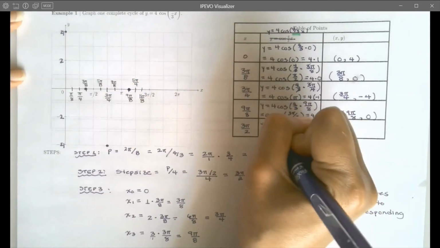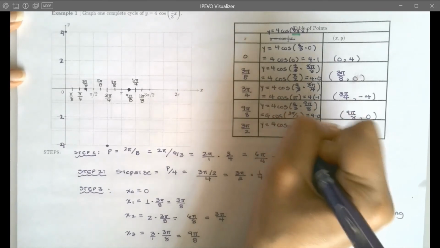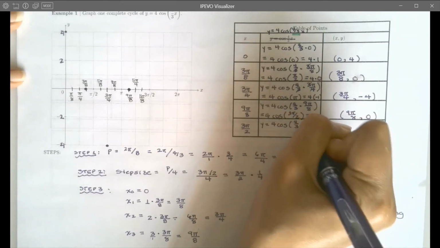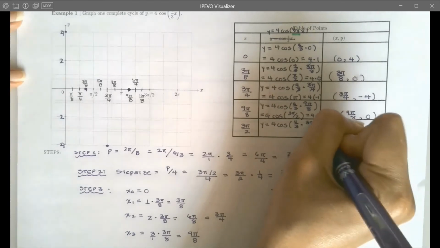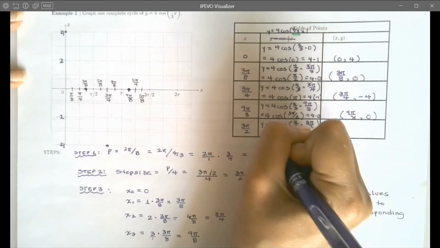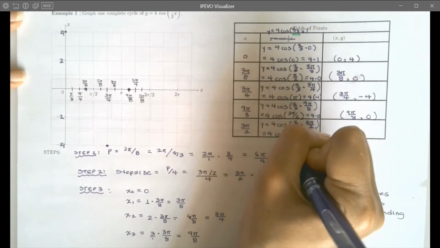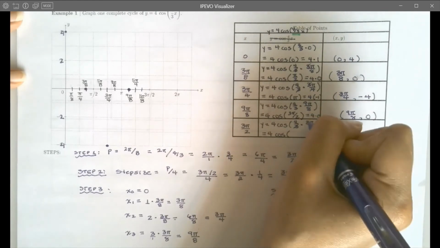Last one is 4 times cosine of 4/3 times 3 pi over 2. That means that we have 4 times cosine of, the 3's cancel.